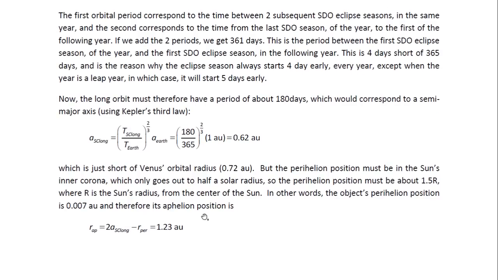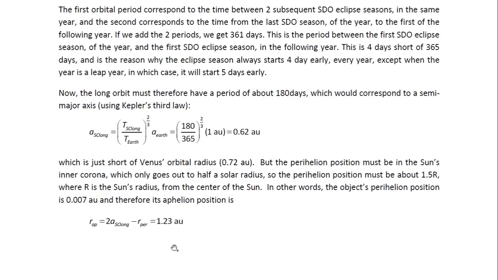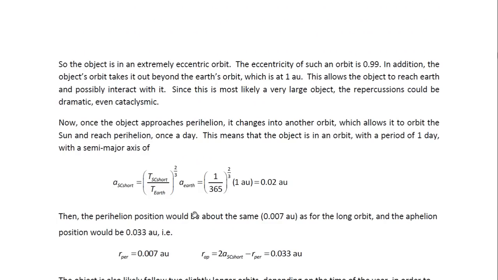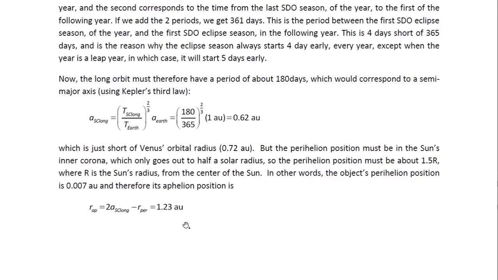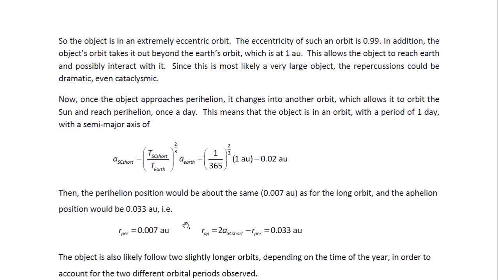In other words, the object's perihelion position is 0.007 AU. That's what 1.5 r translates into in terms of astronomical units. And of course, 1 astronomical unit is the distance between the sun and the earth. So from that we can get the aphelion position, which is twice the semi-major axis minus the perihelion position. Turns out to be 1.23 AU. So the object is in an extremely eccentric orbit. The eccentricity of such an orbit is 0.99.